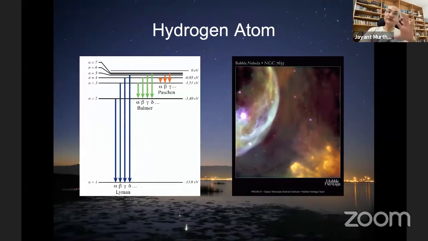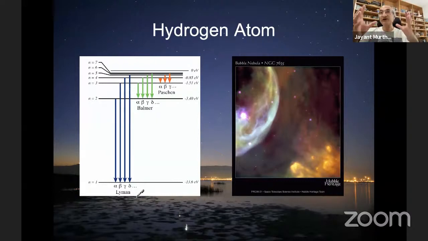Well, one of the things, when we look at the gas, what we can see are emission lines and absorption lines. And they're just the inverse of each other. An absorption line is when it goes from a lower energy level to a higher energy level, and emission lines when it goes from a higher energy level to a lower energy level. So let me explain that with the hydrogen atom, which is the simplest of all the atoms.